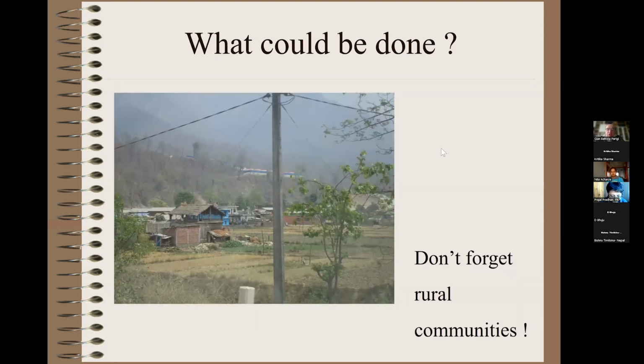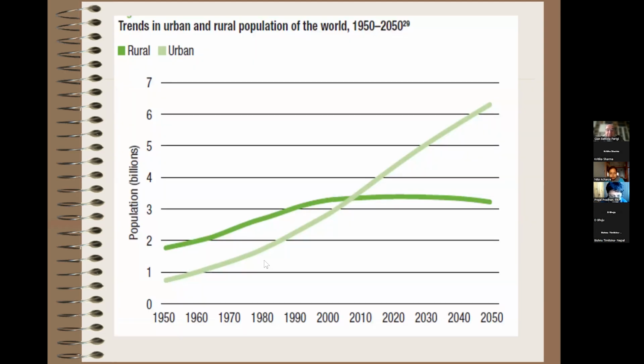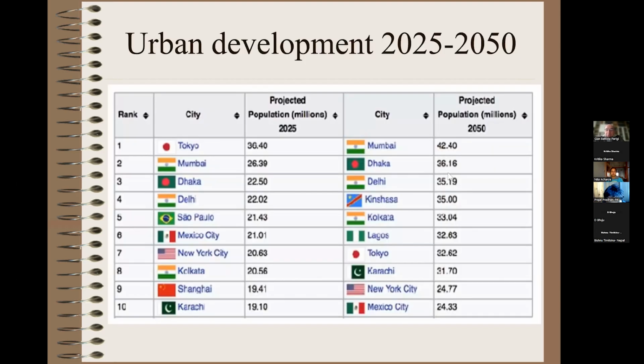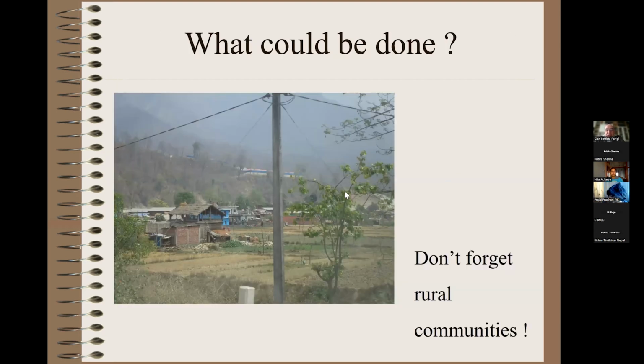What could be done? Well, don't forget the rural communities. These people go to the cities because they don't find in their rural communities all the commodities that can be found in a city. But if I'm able to offer this kind of commodities, a little bit of them at least, some water, some health coverage, etc., in the rural communities, I will reduce a little bit this shifting of population towards the big cities.